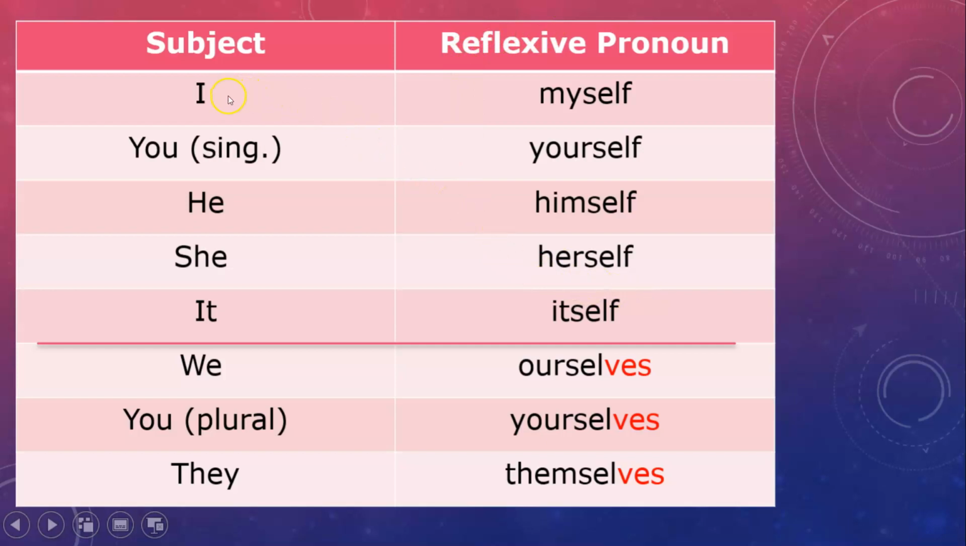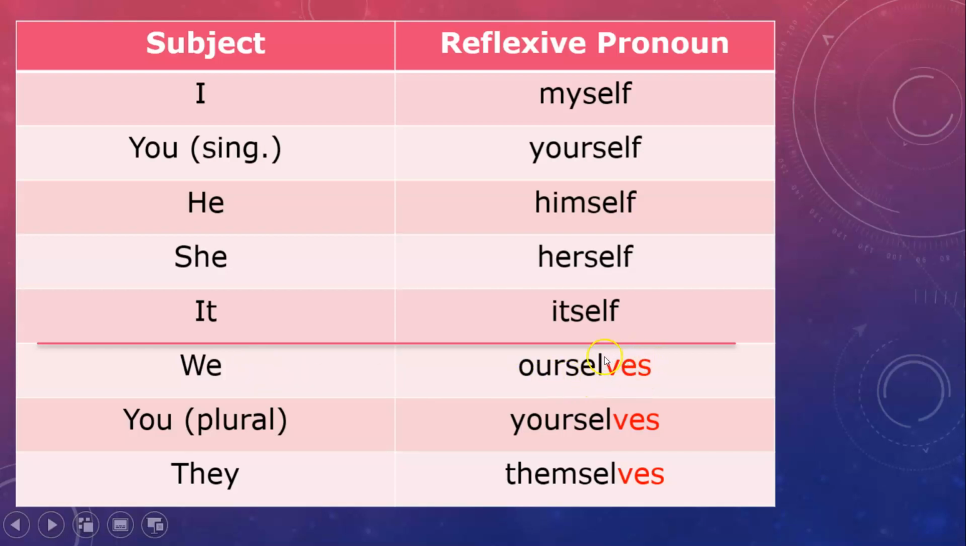So for the subject I, a corresponding reflexive pronoun will be myself. For you will be yourself. For he will be himself. For she will be herself, and for it will be itself. Now when we talk about the plurals, for we, a corresponding reflexive pronoun will be ourselves.